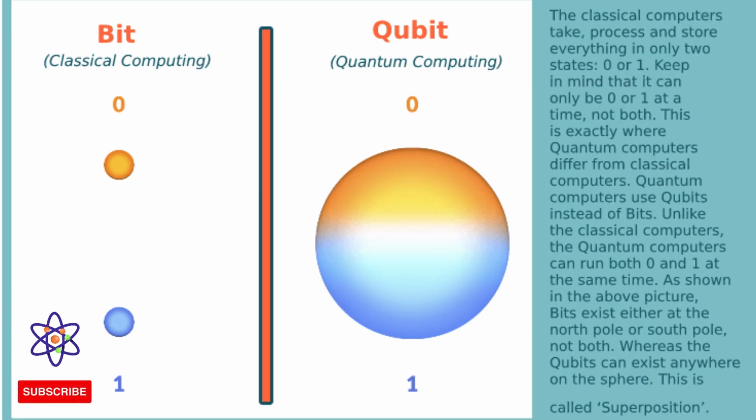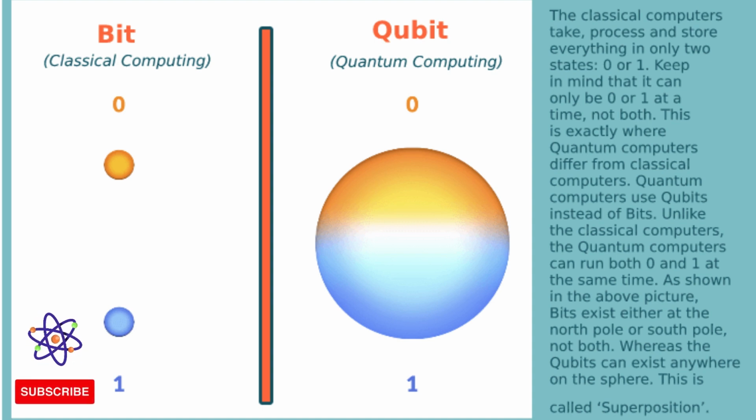The qubit and the classical bit. Classical computers use bits, which can be in one of two states, 0 and 1. They process information sequentially, like flipping through pages of a book. Quantum computers powered by qubits operate in an entirely different manner. Qubits can exist in superposition, allowing them to represent both 0 and 1 simultaneously.